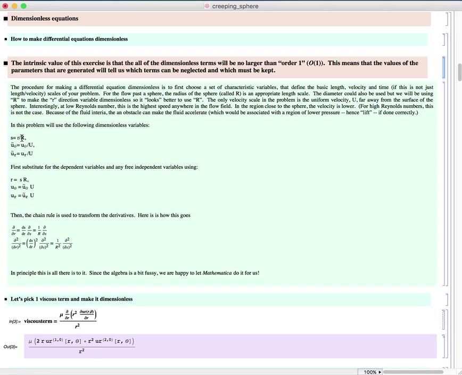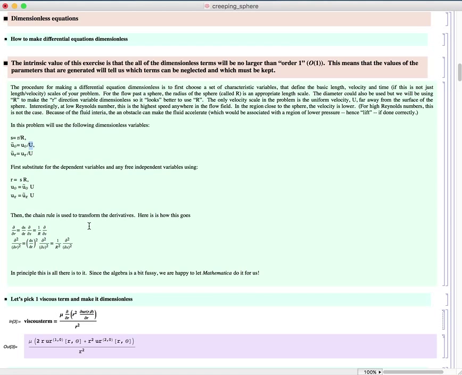So I would pick a length scale r, which is the radius of the sphere, and a velocity scale u, which is the free stream velocity, and I would non-dimensionalize the radial direction and the ur and theta with the appropriate dimensional scales there. Or if I just solve them the other way around, so I'm just making direct substitutions, the direct substitutions would look like this.